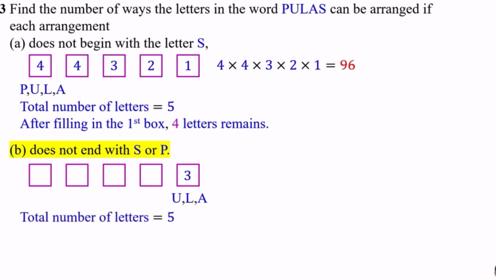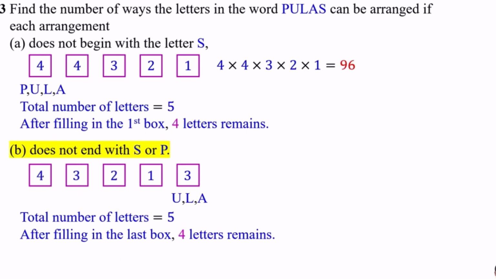We have 3 ways to end, right? So let's say we fill up one of the letters at the last space. So if we use one of the letters to fill up the last space, the balance will be the same as just now, 5 minus 1, right? So we have 4 letters left to fill up the 4 spaces. So it's 4 times 3 times 2 times 1, or you can say it's 4P4 times 3. So the answer is 72 ways, right?